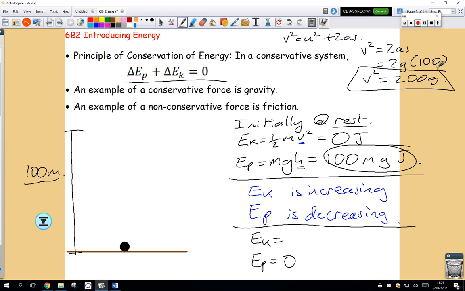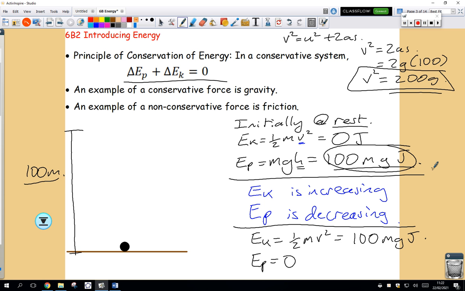If I think about my kinetic energy, it's a half times mass times v squared, where mass is constant, so it's going to be half of v squared. If v squared is 200g, half of 200g is 100g. So again, 100g times m, or 100 mg joules. But I knew that anyway because I know the principle of conservation of energy, which says the total change in energy is 0.